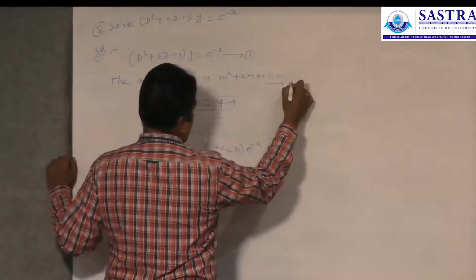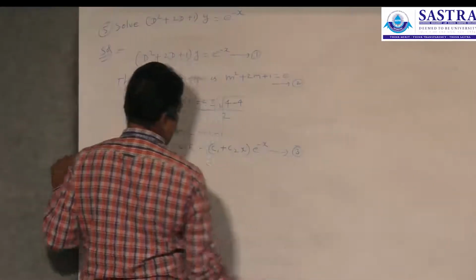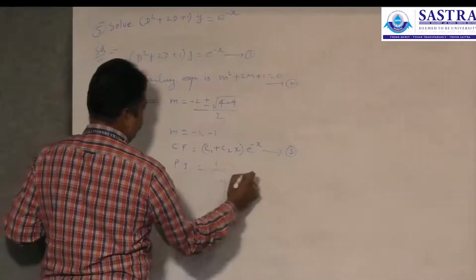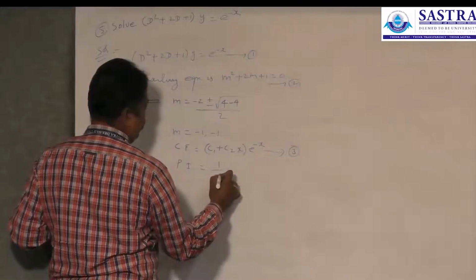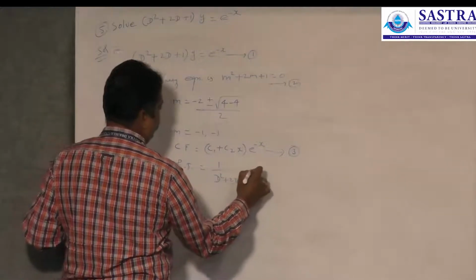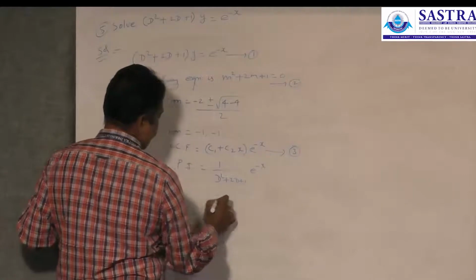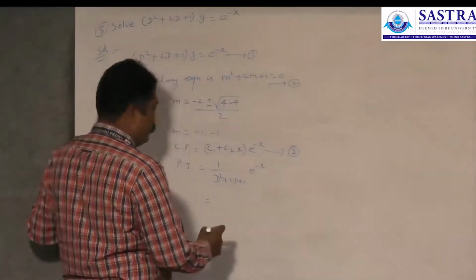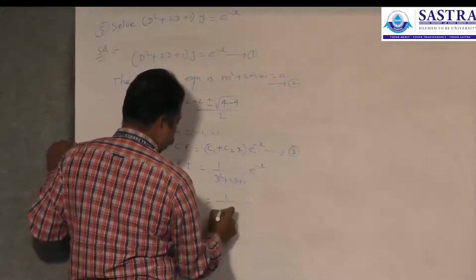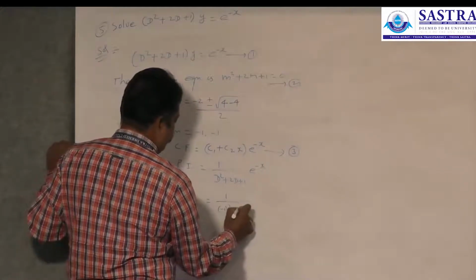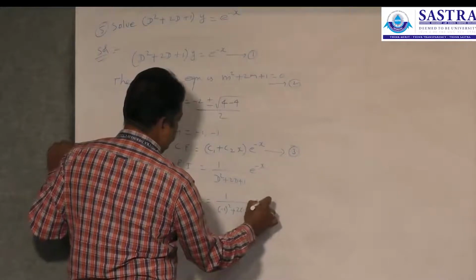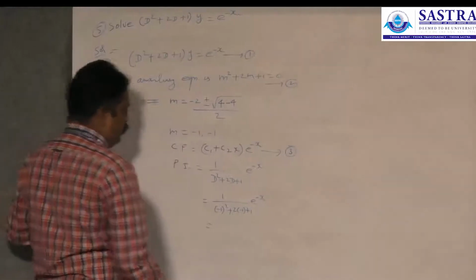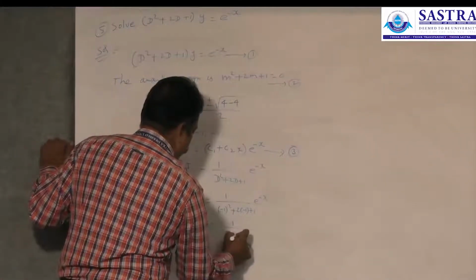This is equation number 2. Now let us find out the particular integral. Particular integral is equal to 1 divided by d square plus 2d plus 1, e to the power minus x. Here a is equal to minus 1. Replace d by minus 1. We get 1 divided by minus 1 the whole square plus 2 into minus 1 plus 1, e power minus x, which is equal to 1 divided by 1 minus 2 plus 1.